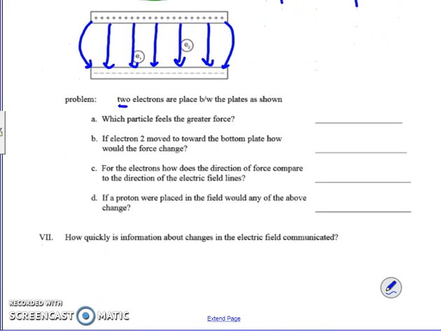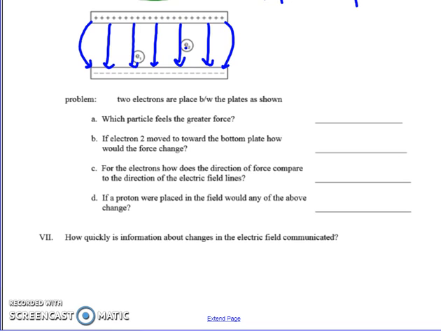So two electrons are placed between the plates as shown, E1 and E2. Which particle feels the greater force? The whole point of an electric field is to exert a force on an external charge. So we're going to place electrons in there, and they're going to be forced one way or the other. But which of these two is greater?